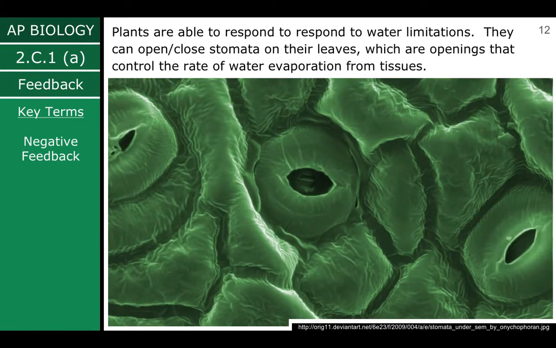Okay, I think this is our last example. Another one which is actually really fascinating, at least I think so. Plants are able to respond to water limitations in their environment. They can open and close the stomata on their leaves, which are the openings that control the rate of water evaporation from tissues.